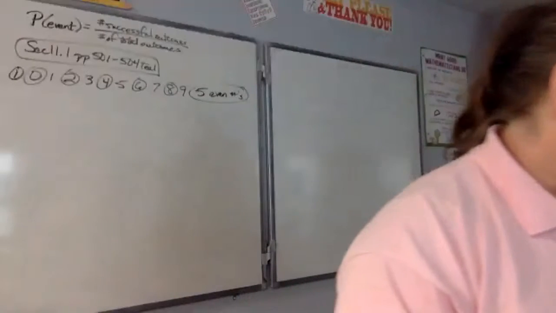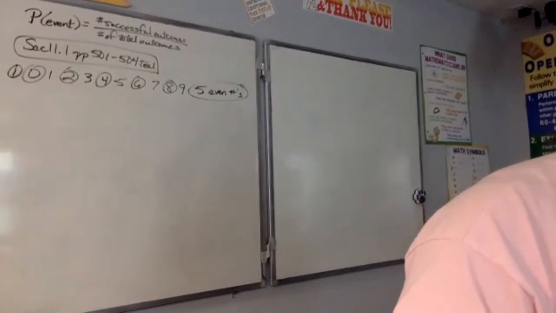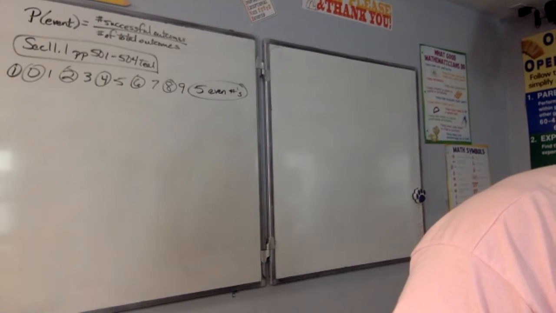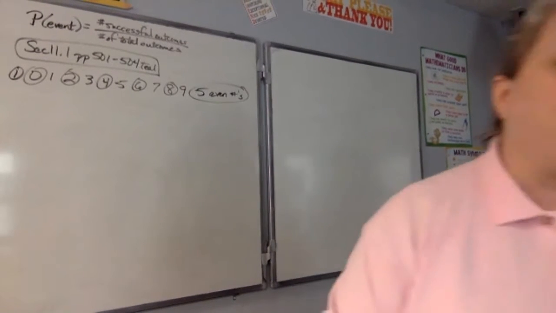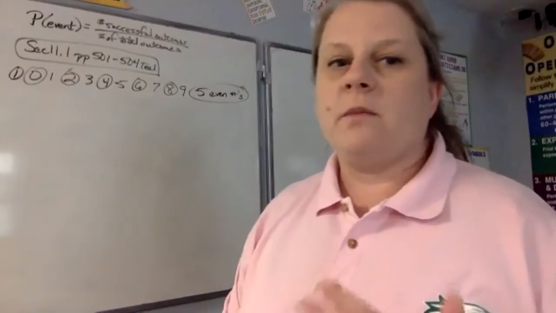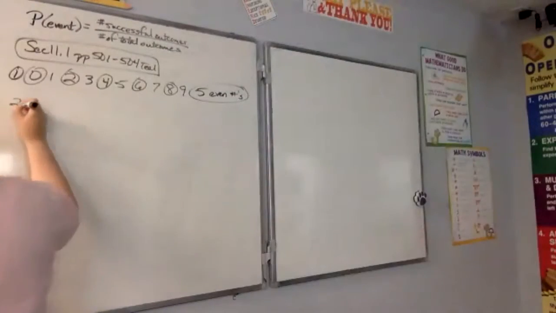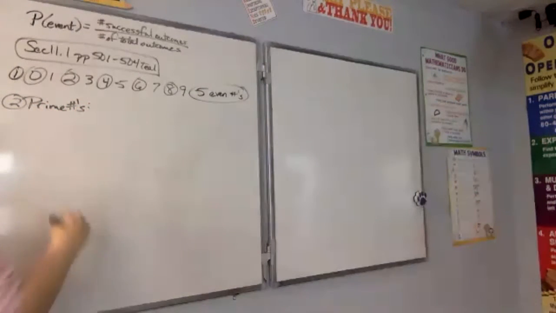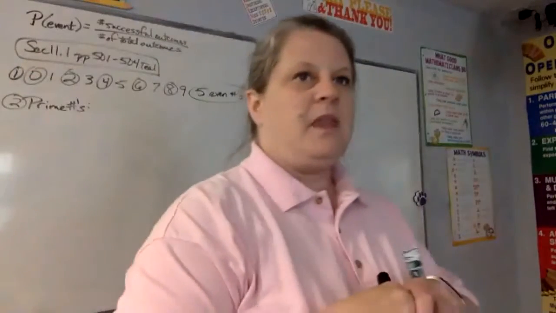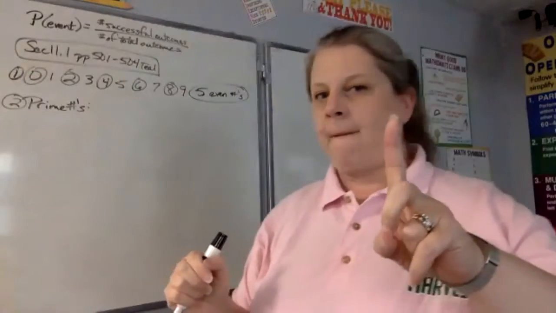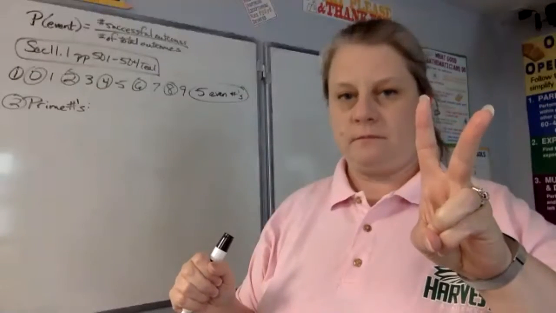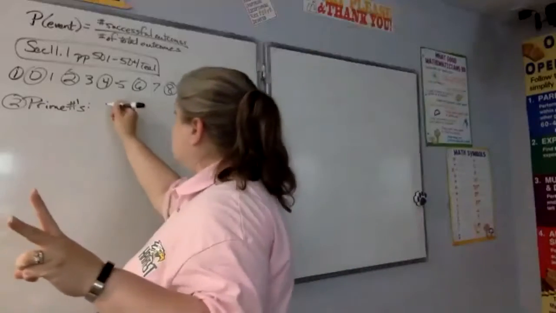Okay. Number 2. Lisa is choosing a random number between 1 and 20. State the number of successful outcomes for choosing a prime number. First of all, we need to know what prime numbers are. Prime numbers only have 2 factors, 1 and the number. Is 1 a prime number? No, because it only has 1 factor. Is 2 a prime number? Yes, because it's 1 and 2. So 2 is a prime number.